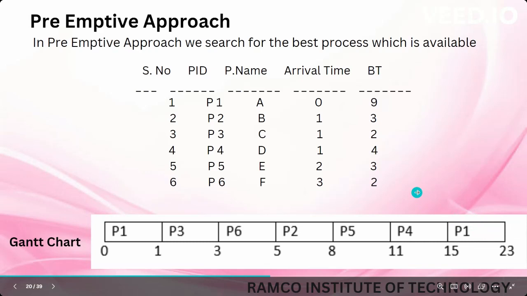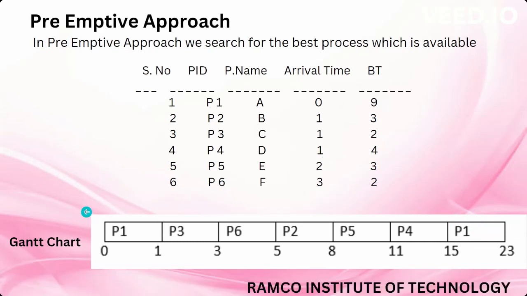So this is the Gantt chart for the given example. Here this Gantt chart is prepared based on the preemptive scheduling approach. In this Gantt chart, we can find the response time and completion time of each process.